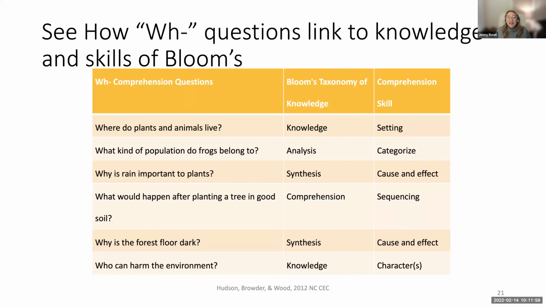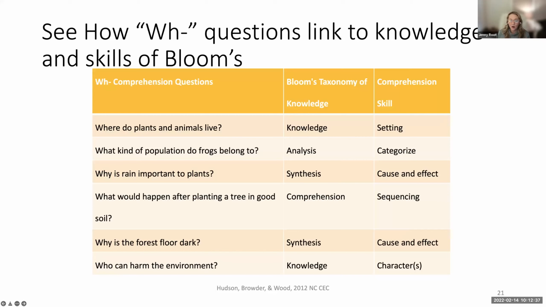All right. WH questions, right, that we see on many of our students, especially in elementary schools, both comprehension IEP goals, as well as their speech and language IEP goals. Those can also be linked to Bloom's taxonomy of knowledge. So for example, where do plants and animals live? Especially if that is based on a text that you just read, that would be an example of a knowledge level question. What kind of population do frogs belong to? That's analysis, because I'm having to categorize and match to a certain standard.